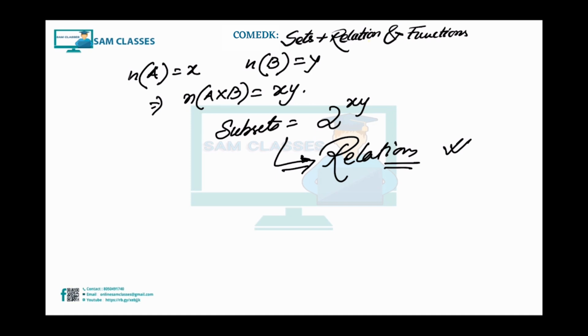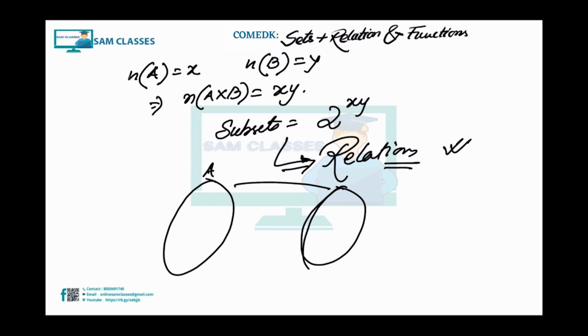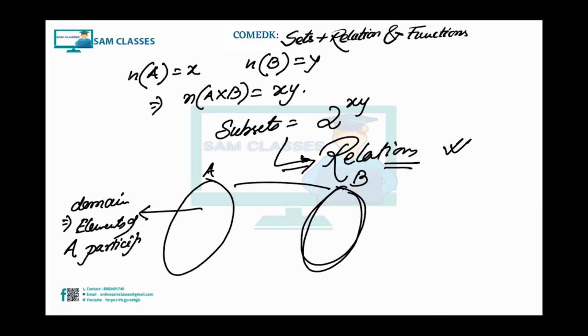Now, let's recap the domain and range. Let's say we have a set A, which has a Cartesian product with B. So what is the domain? The elements of A which are participating in the relation. Domain is nothing but the elements of A participating in the relation. Participating in the relation, correct?